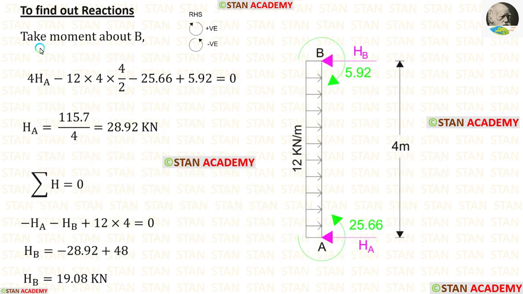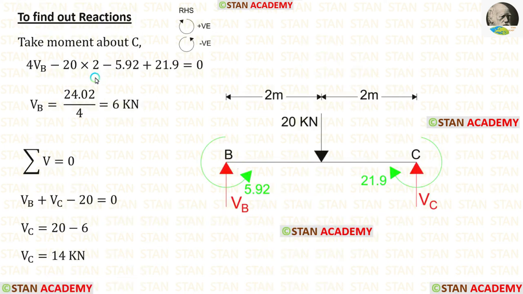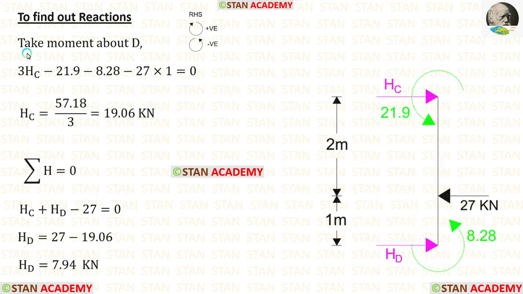Now we are going to find the reactions. By taking moment about B, we can find HA. By applying the rule sigma H is equal to 0, we can find HB. Then by taking moment about C, we can find VB. Then by applying the rule sigma V is equal to 0, we can find VC. By taking moment about D, we can find HC. By applying the rule sigma H is equal to 0, we can find HD.